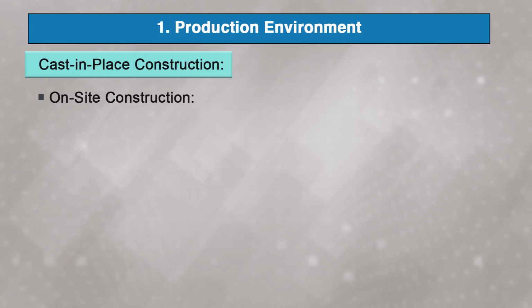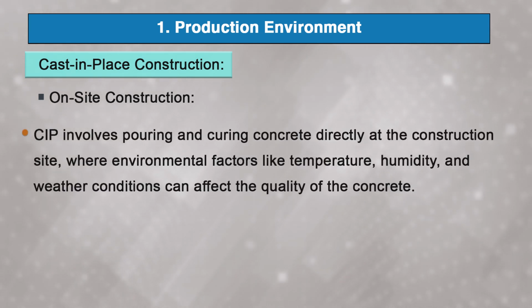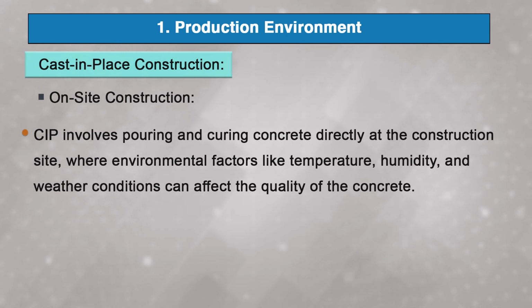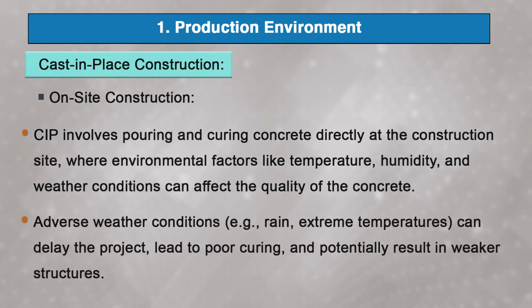Whereas in cast in place construction, that is on-site construction, it involves pouring and curing concrete directly at the construction site, where environmental factors like temperature, humidity and weather conditions can affect the quality of concrete. Risks include adverse weather conditions, for example rain and extreme temperatures, which can delay the project, lead to poor curing and potentially result in a weaker structure. For example, during winter, concrete may require heating blankets or admixtures to ensure proper curing, adding complexity and cost.